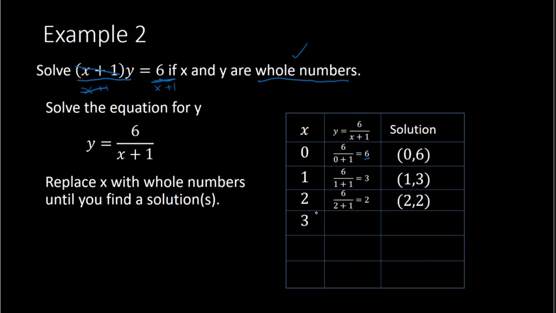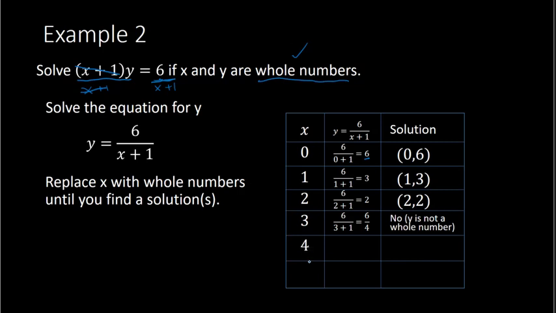Next we plug a 3 in. So when you plug a 3 in, now we have 6 over 3 plus 1, which is 4. So 6 over 4 is my y value. So technically, this would be a solution where x is 3 and y is 6 over 4, but the instructions say to solve if x and y are whole numbers. So y would be 6 over 4, which is not a whole number. So therefore, this cannot be a solution because the instructions say that it needs to be a whole number.